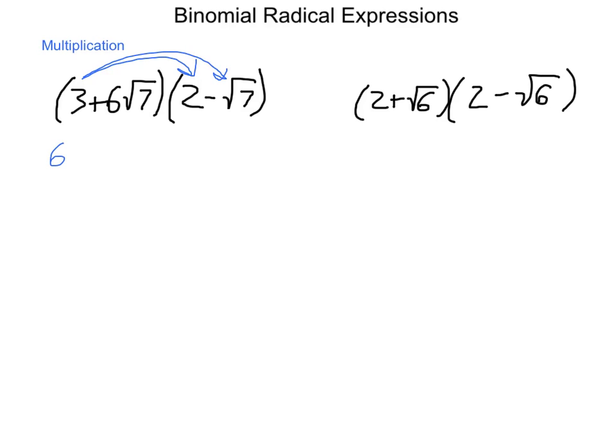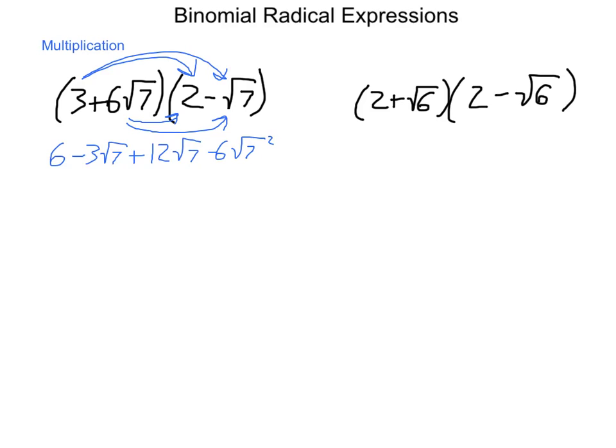3 times negative square root of 7 is minus 3 root 7. 6 root 7 times 2 is 12 root 7. And 6 root 7 times negative root 7 is negative 6 times the square root of 7 squared.